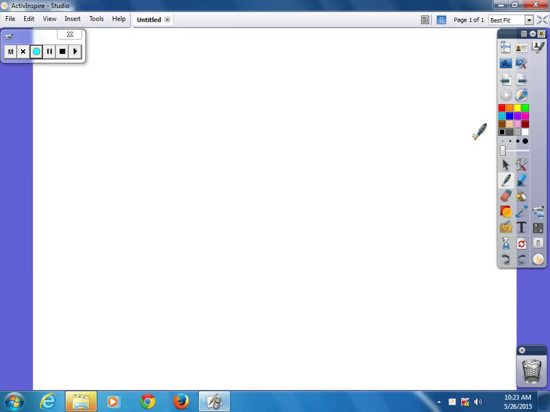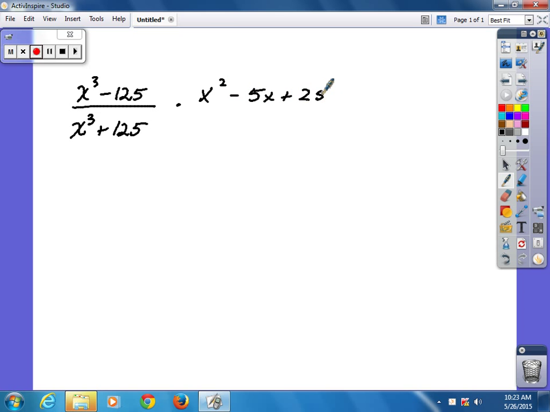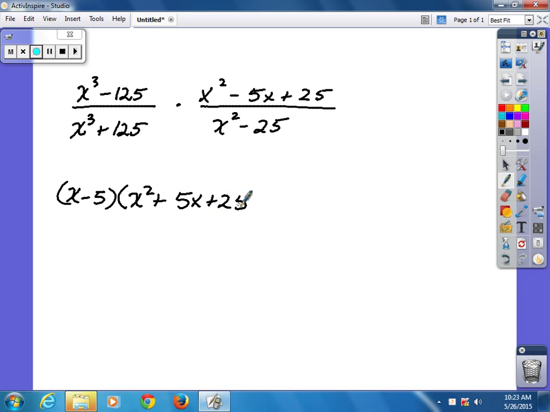Alright, what's the problem? x cubed minus 125 over x cubed plus 125, times x squared minus 5x plus 25 over x squared minus 25. So x minus 5 times x squared plus 5x plus 25.